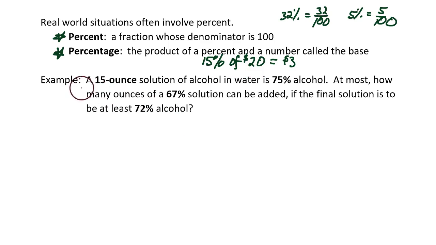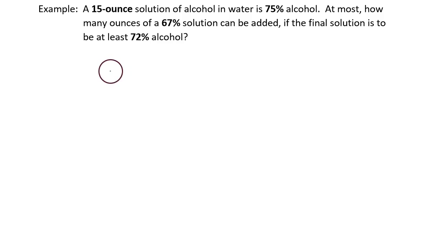Let's try another example word problem. A 15-ounce solution of alcohol in water is 75% alcohol. At most, how many ounces of a 67% solution can be added if the final solution is to be at least 72% alcohol? Students who have had chemistry class may have an advantage on this problem because this is the kind of math that they do in that class.